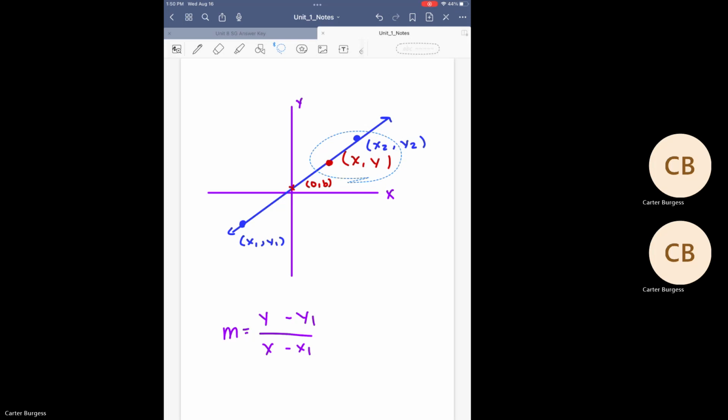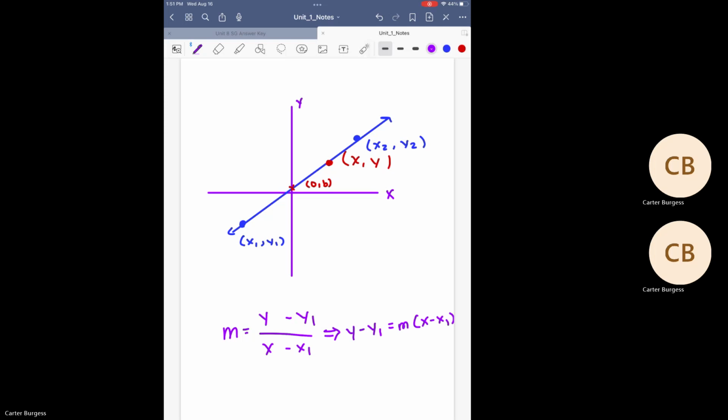That being said, it still looks a little messy. Fractions are kind of rough. So let's do some algebra, clean this up, make it look a little bit nicer. Particularly what I'm going to do is take that x minus x1, that change in x, and slide it to the other side, multiply both sides by that change in x. So from here, we are going to get that y minus y1 is equal to m times x minus x1.